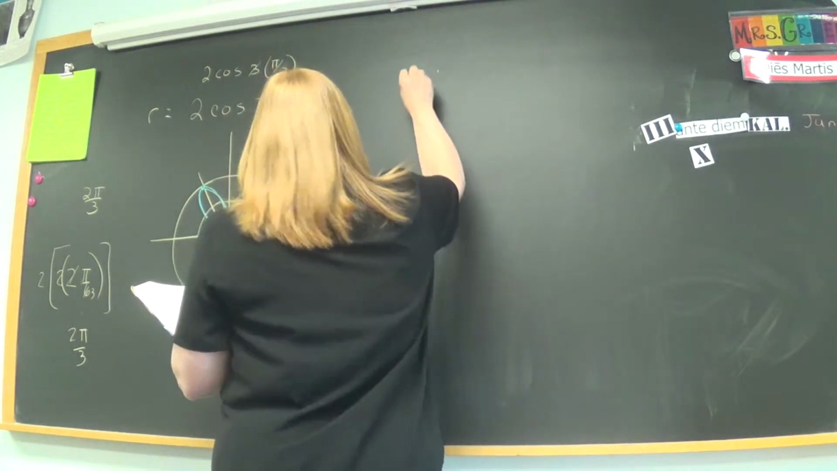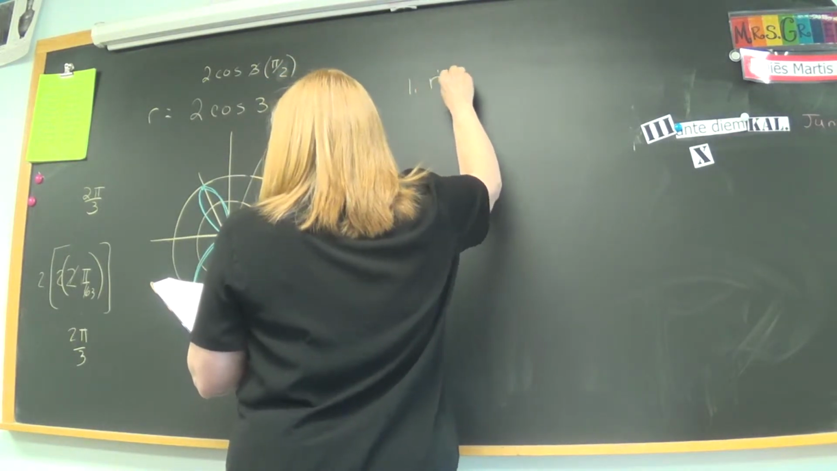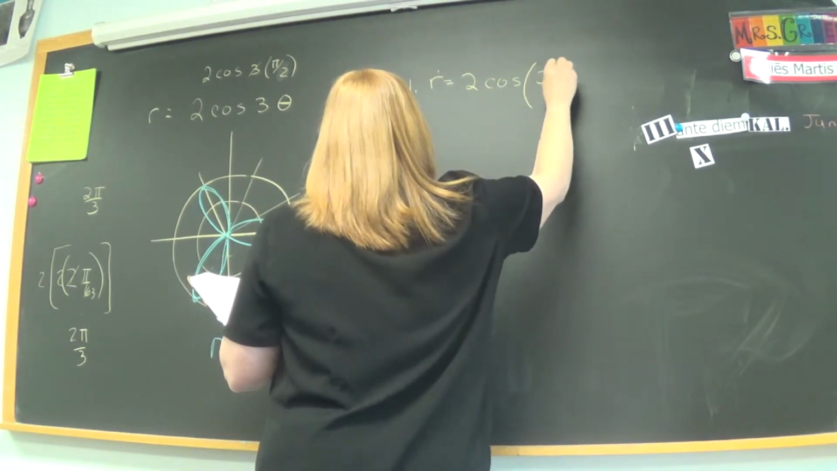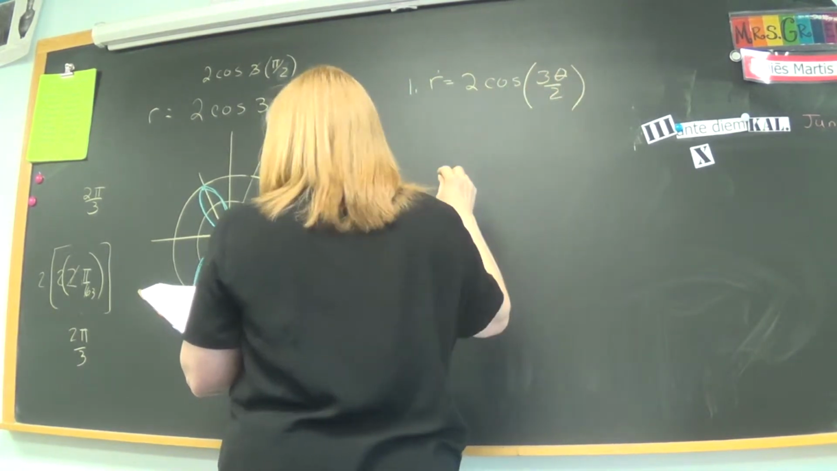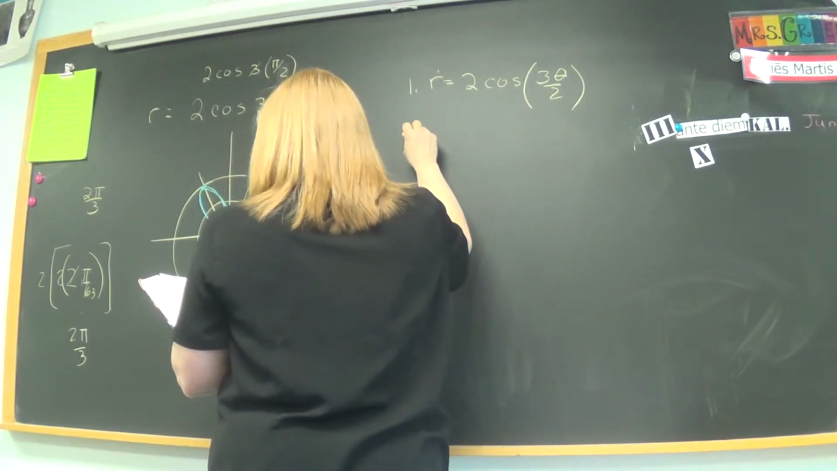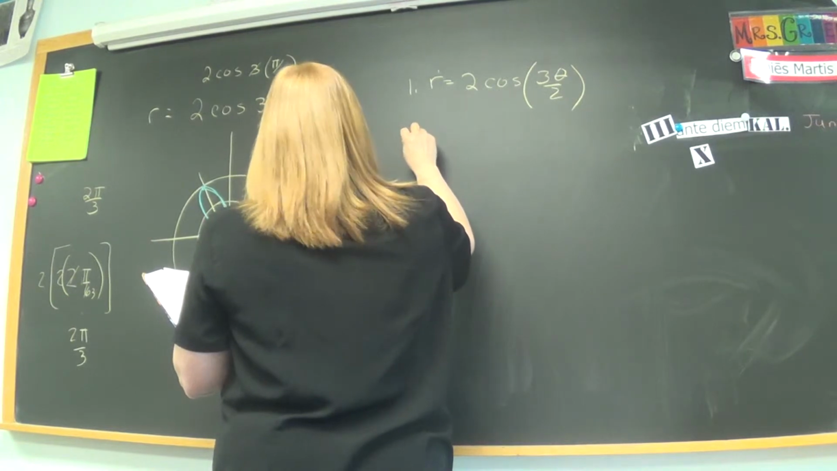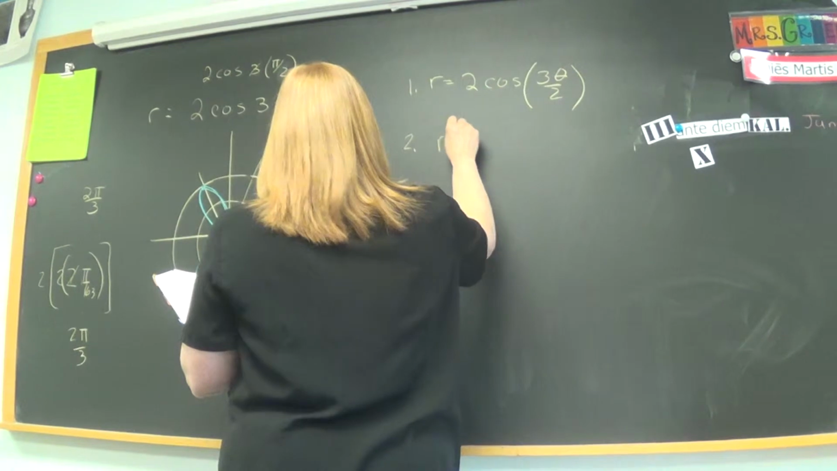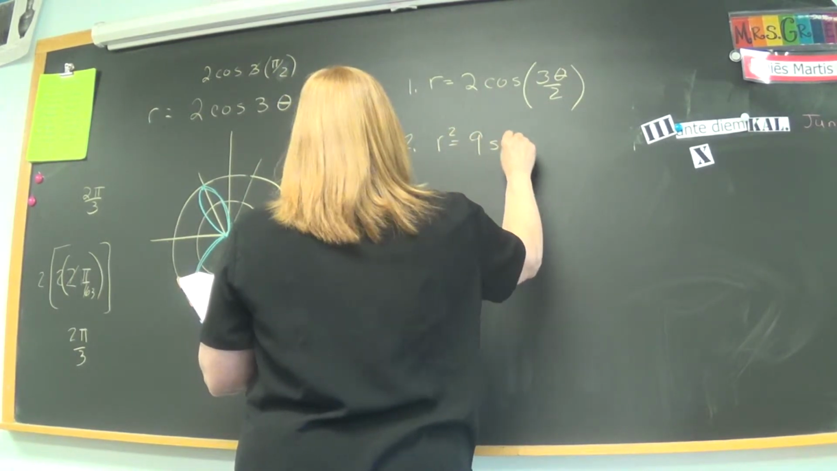Alright, so number 1, try this one: r equals 2 cosine of 3 theta over 2. We'll just do about 5 of these. Let me see that one. Number 2, we'll do r squared equals 9 sine of 2 theta.